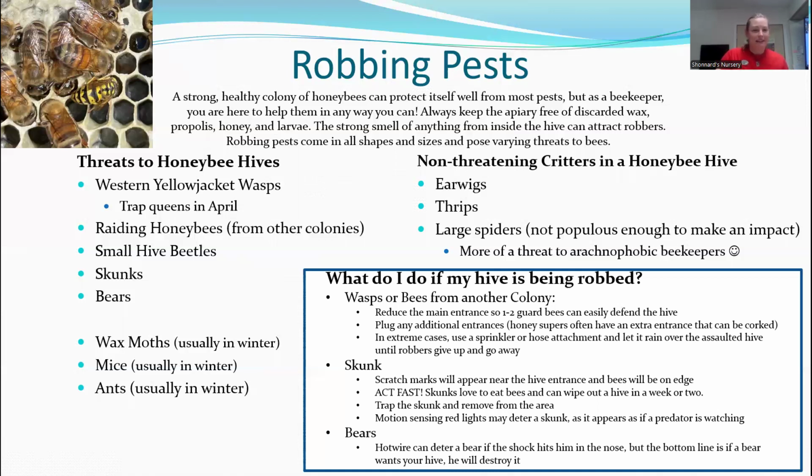So threats to honeybee hives. The Western yellowjacket is the primary robber and the biggest threat to colonies in fall. By the time that happens and you start seeing robbing activity, there's not too much you can do to suppress the yellowjacket colonies. So you're trapping them right now.